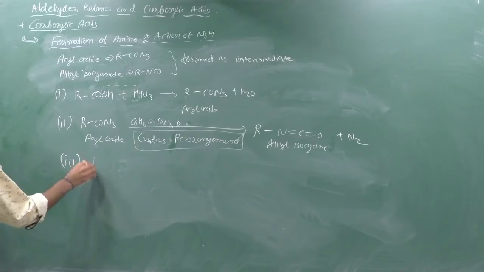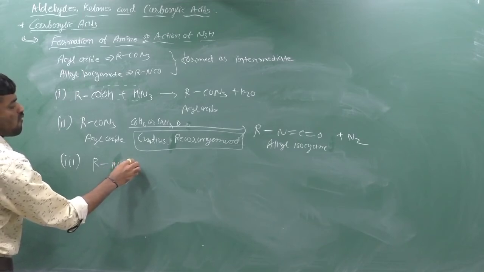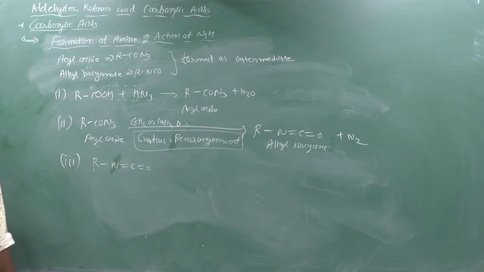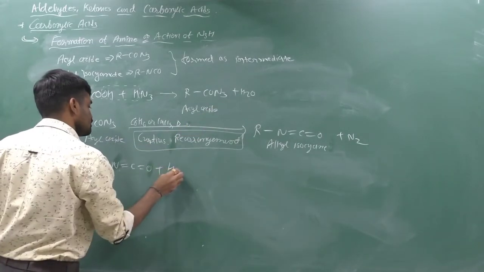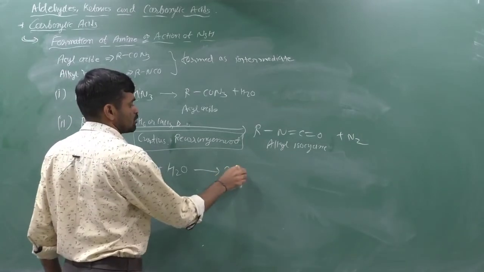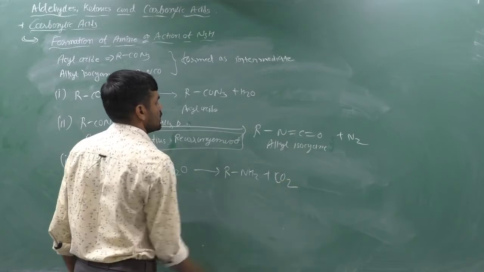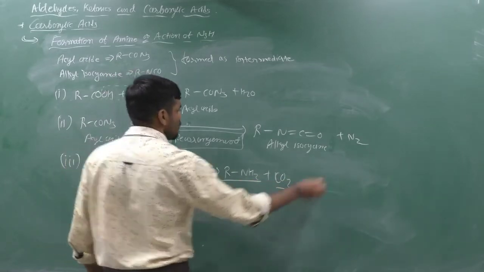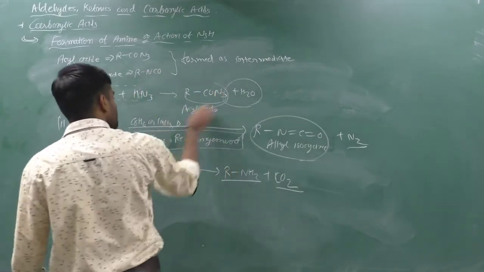this alkyl isocyanate reacts with H2O, which is generated here, and converts into RNH2 plus CO2. Yes, the final product is RNH2, CO2 and N2, because these two are consumed here.